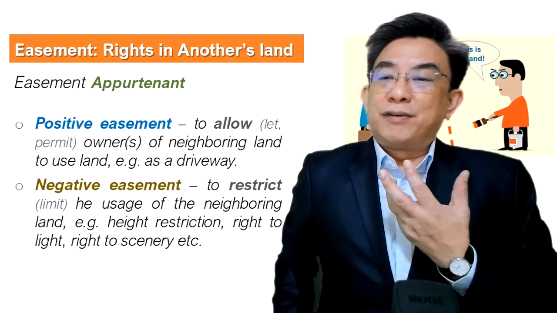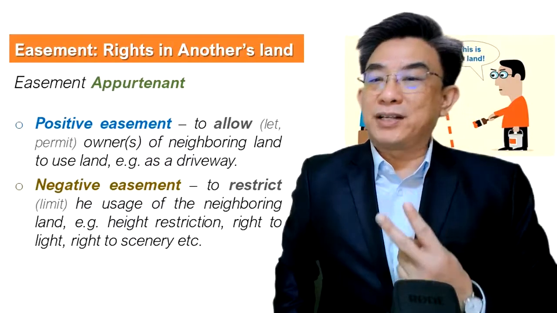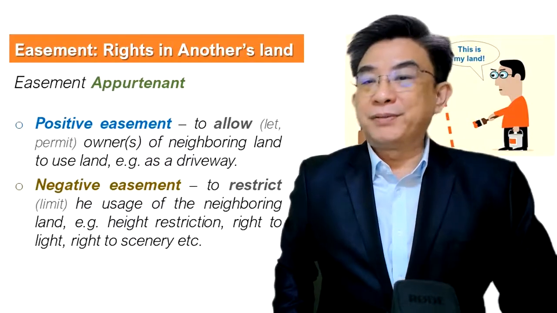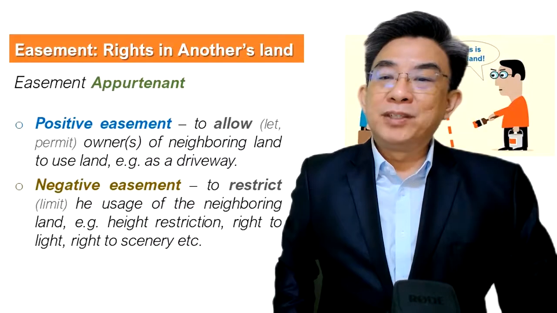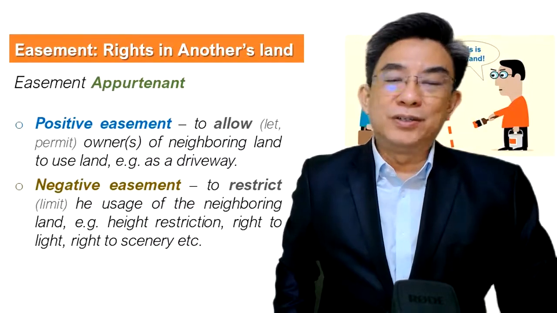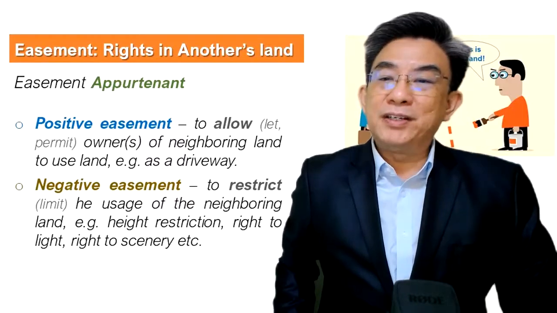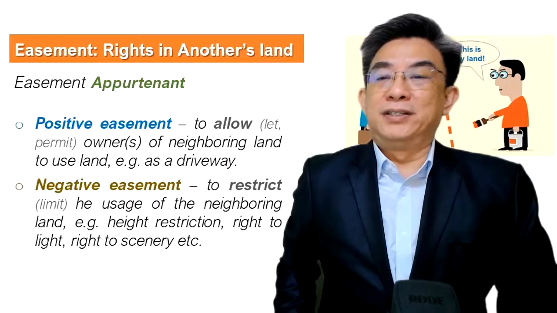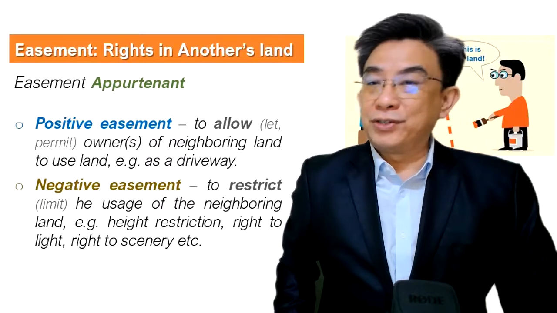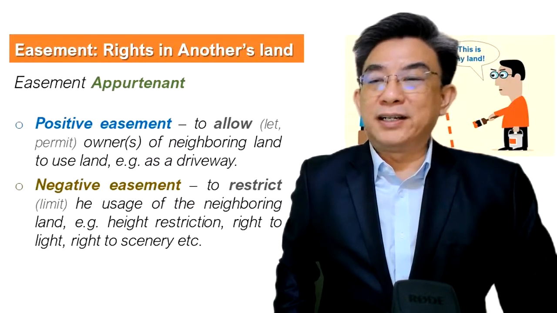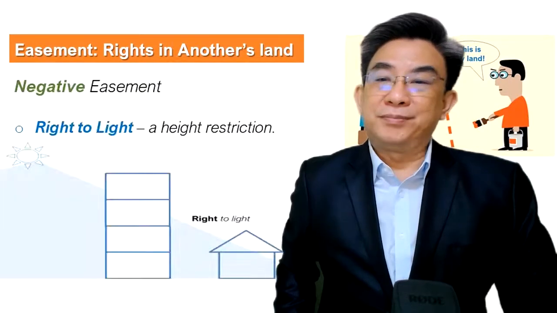Now, let's focus our attention more on easement appurtenant. There are two types of such easement. One is called positive, to allow, to let, to permit the owner of the neighboring land to use land. Usually it is a driveway, but it can also be a footpath. A negative easement is to restrict or to limit the usage of the neighboring land. So you will have height restriction, for example, right to light. Later, all this will have samples to show you, and right to scenery.